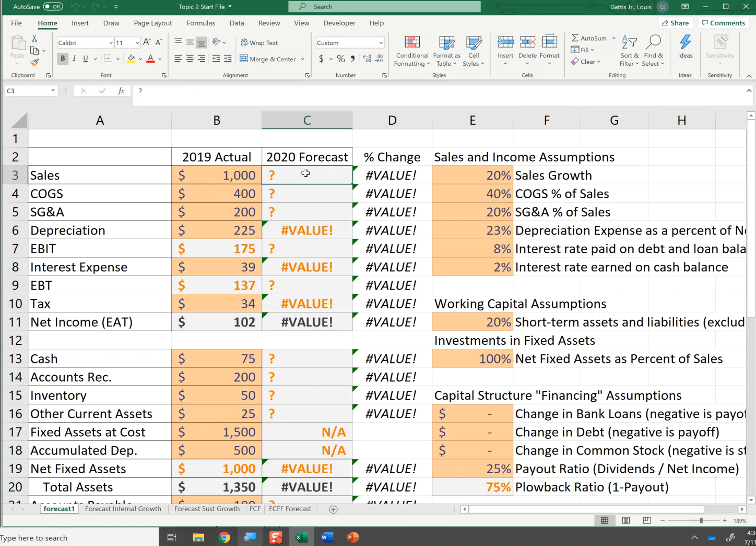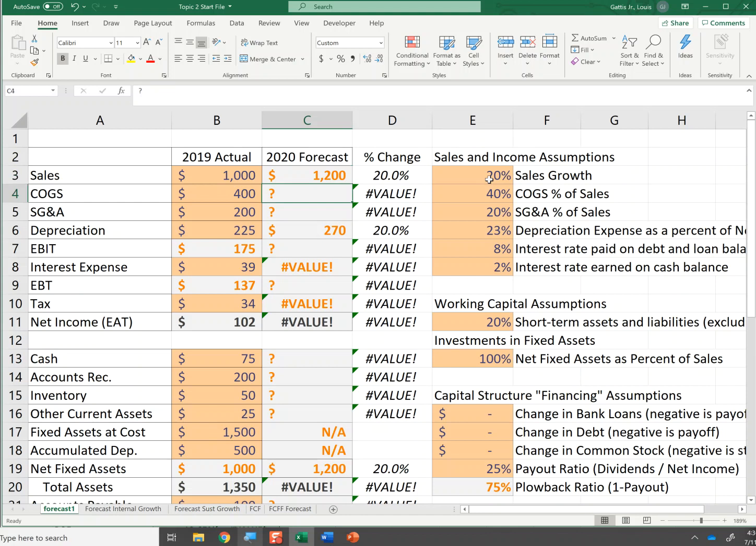So sales in 2019 were $1,000. I'm going to assume sales growth of 20% based on my forecast of inflation and working with marketing and deciding what's going to happen with market share and all that and the forecast of the economy. I think we're going to grow 1,000 times 1 plus the growth rate. We're going to have sales in 2020, the following year, of $1,200.